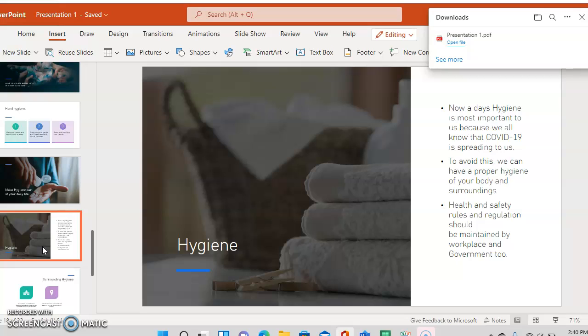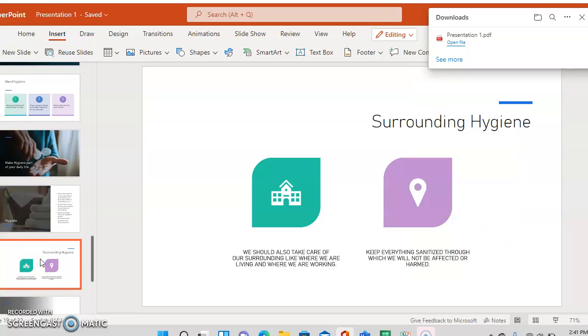Health and safety rules and regulations should be maintained at the workplace and by the government too, which will keep you safe. Surrounding hygiene: we should also take care of our surroundings, like where we are living and where we are working. Everything should be sanitized after using. Like when you go to a gym, you should sanitize everything after use, which will help you and others also. Keep everything sanitized so that we will not be affected or harmed.